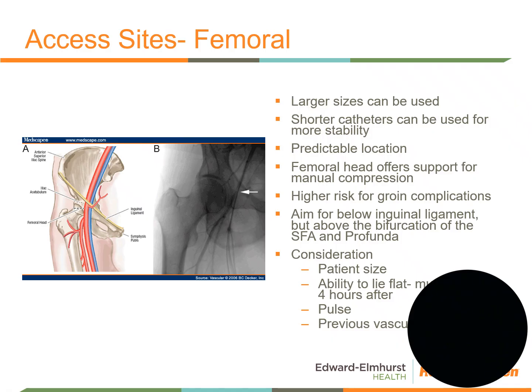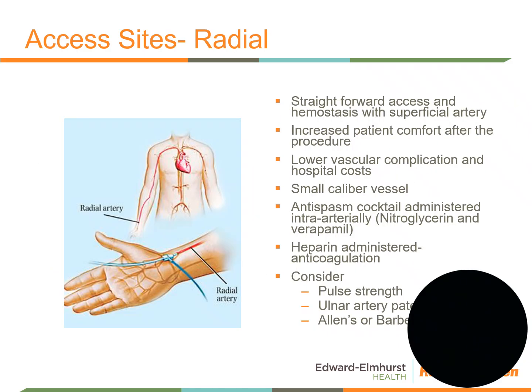Our considerations are our patient size, the ability to lie flat for potentially 4 hours, their pulse, and their previous vascular issues. And typically we have a lot more push for radial access over femoral at this time. And so we'll go on to radial.